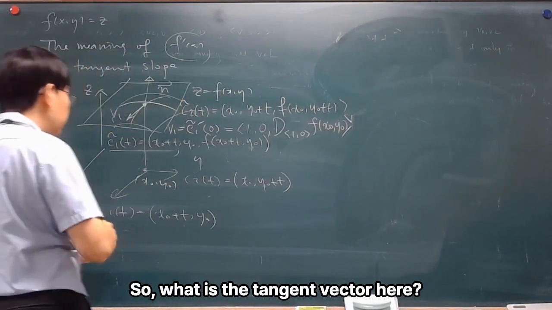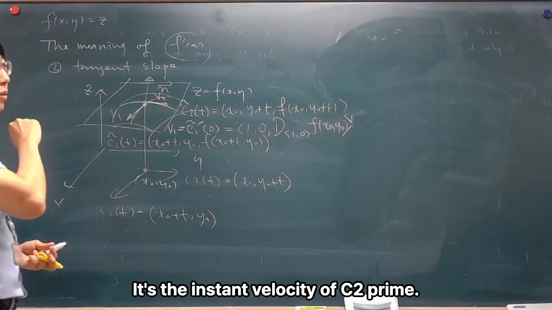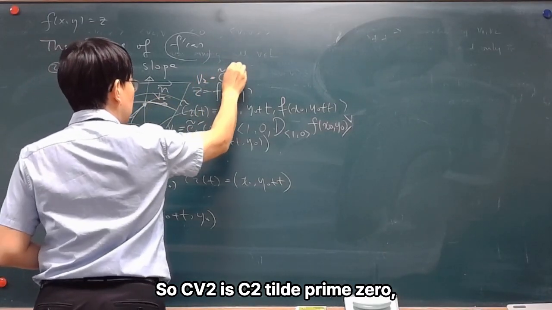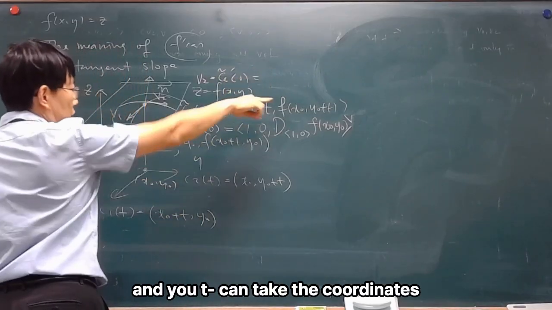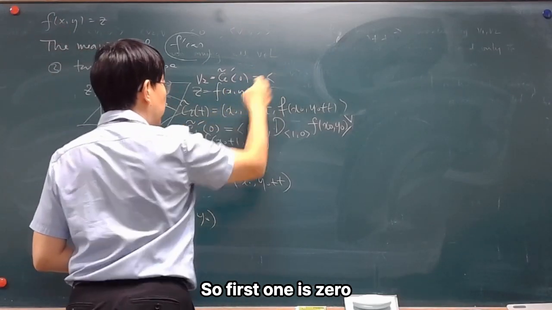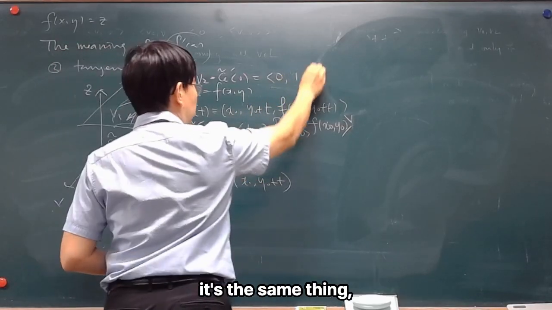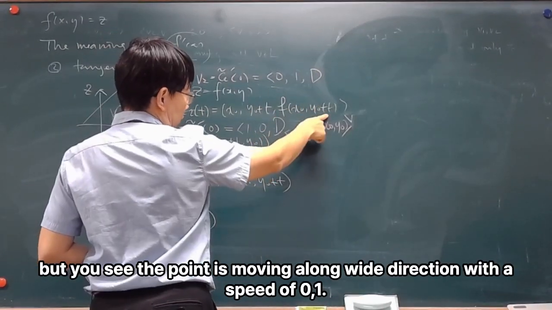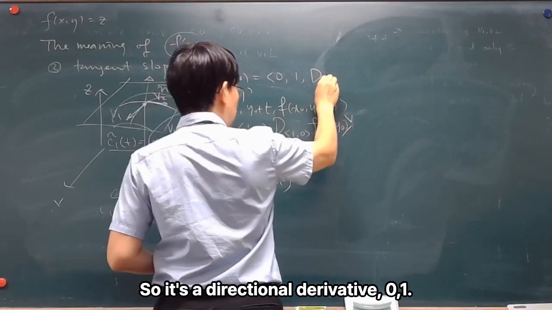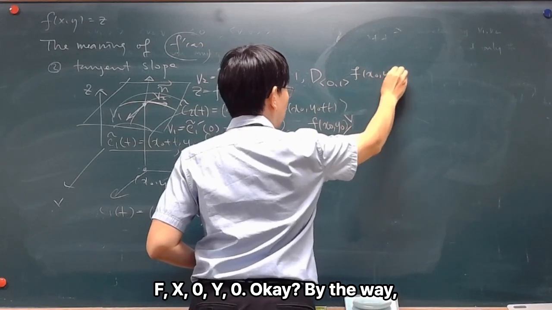So what is the tangent vector here? Let's call it v2. It's the instant velocity of C2 tilde. So v2 is C2 tilde prime 0. And you can take the coordinates by taking the derivative of each coordinate. So the first one is 0, and the second one is 1. And the third one is the same thing, but you see the point is moving along the y direction with the speed of 0, 1. So it's a directional derivative 0, 1, f at x0, y0.